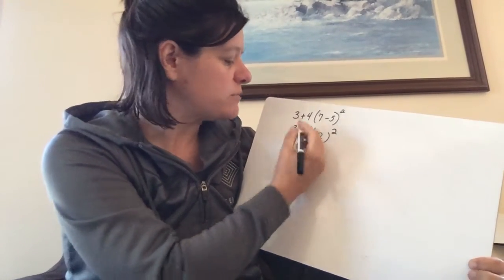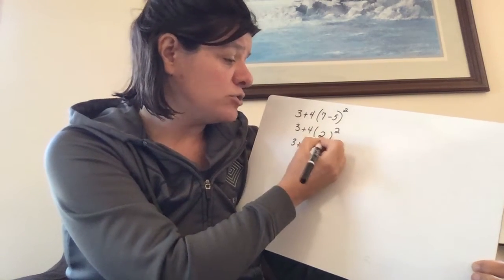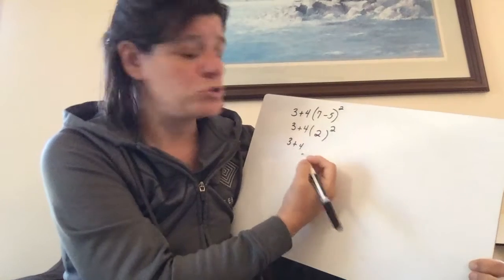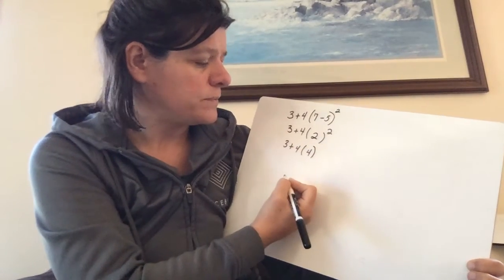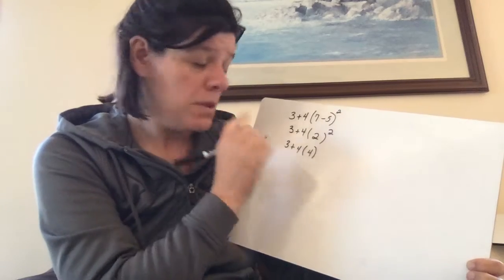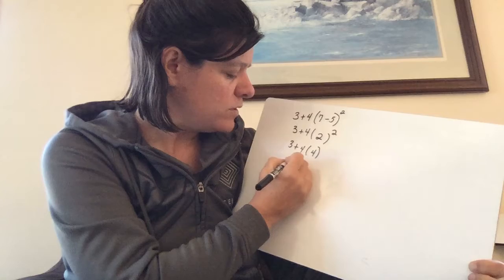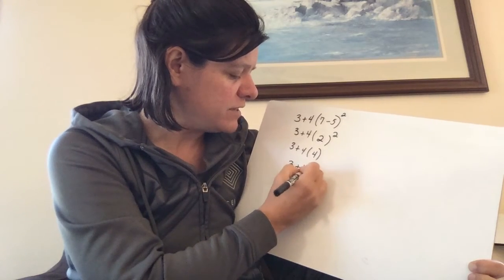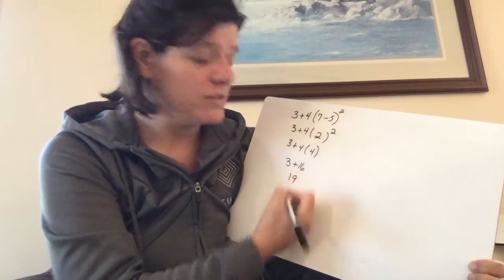Now I'm going to go to exponents. So this stays the same. And then I do 2 to the power of 2, or 2 squared, and I get 4. Okay. Now I need to remember to do multiplication before addition. So 3 plus 16. And then finally, I can just add those because that's all that's left, 19.